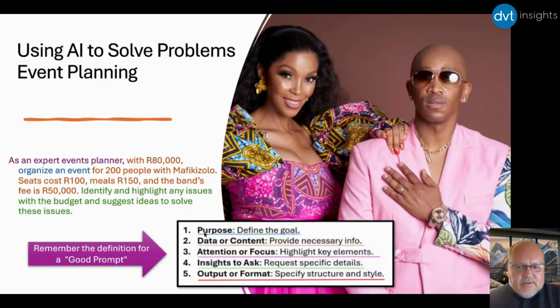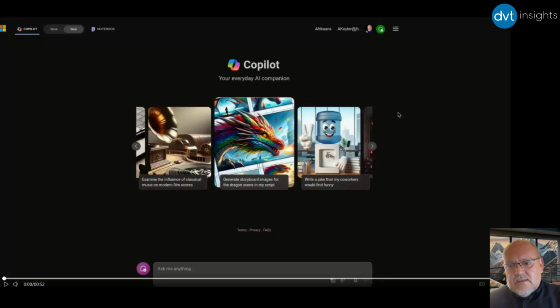Just as a reminder, we have a purpose. We want to organize an event, and you'll see it has those basic things. We have data. We've got 80,000 Rand, 200 people. That is the cost, the meals, and the fee for the band. And we want to have insights. The insights is identify and highlight any issues, but you'll notice that we didn't ask for the output. So the output will be on its own. It will decide what the output is. So let's try that example quickly.